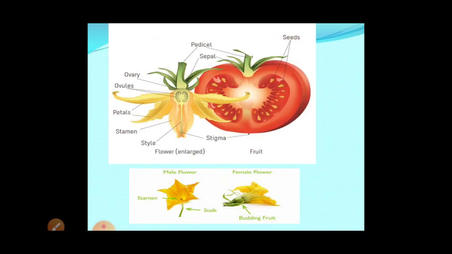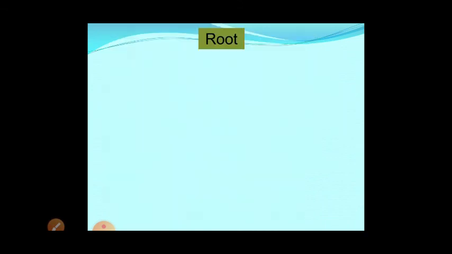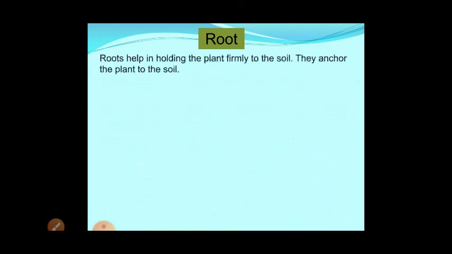Okay, so now the root is another main part of the plant, which firmly holds the plant to the soil. It anchors the plant to the soil because it holds the plant like an anchor, and it gives strength to the plant. That's why if the root grows deep, that plant will not fall down.